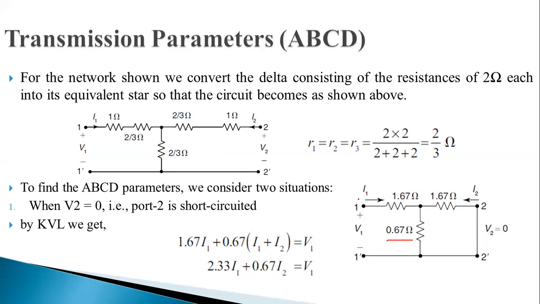So I will get my new circuit for the given diagram. Now with respect to V2 equal to 0, that is, port 2 is short circuited, I get a formula with respect to the KVL at loop 1, that is 1.67 I1 plus 0.67, and the current flowing through this 0.67 is I1 as well as I2 in the same direction. So I can write (I1 plus I2) 0.67, and this is all equal to V1. Rearranging the terms, I will get 2.33 I1 plus 0.67 I2 equal to V1. This is my first equation.